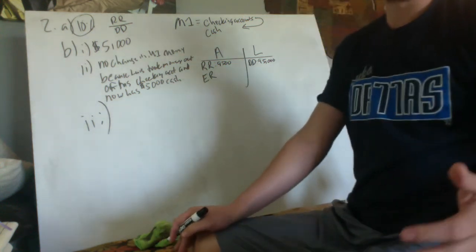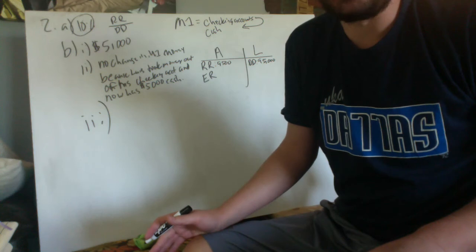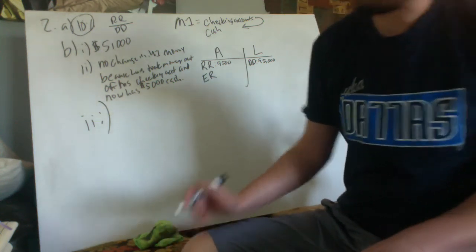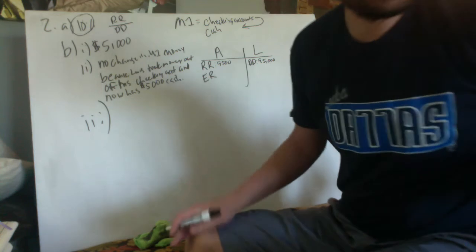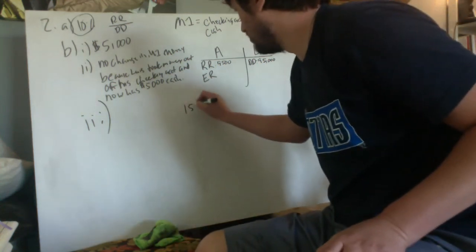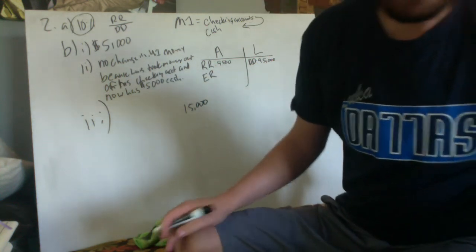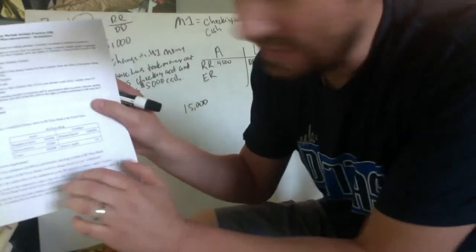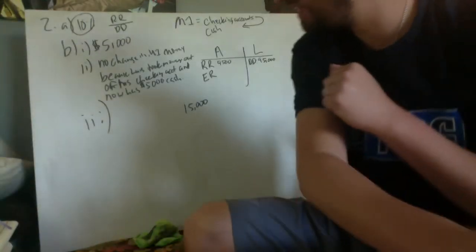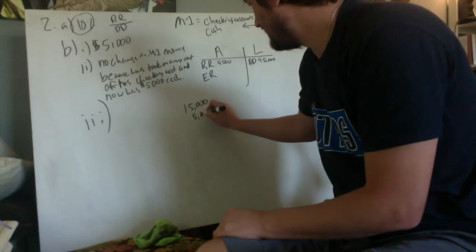Now, here's what I need to figure out. I need to figure out before how much I had in excess reserves and the required reserve. So before, how much should I have? Well, I had $15,000 before. If I look at my sheet of paper here, I see that I had $15,000 in reserves, because over here on my sheet of paper it says that we have $10,000 and $5,000. So that's $15,000. Now, if I subtract 5,000 from this, I get 10,000.